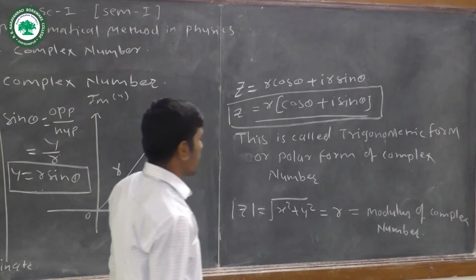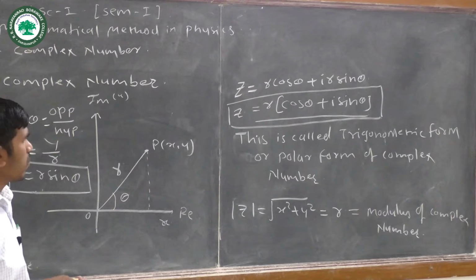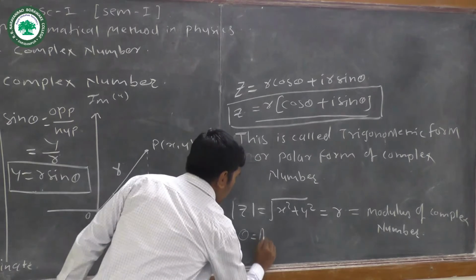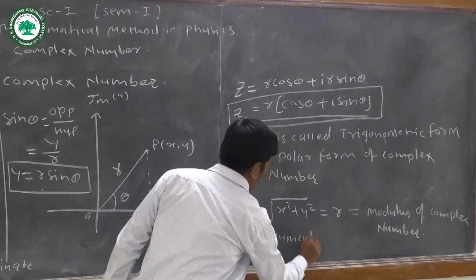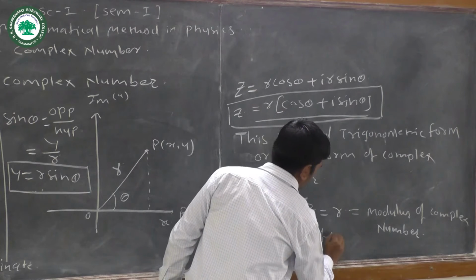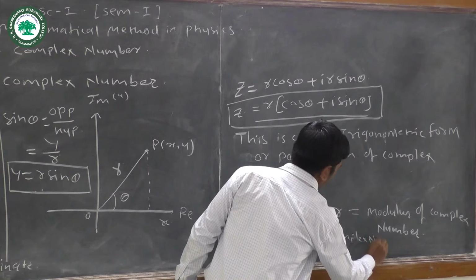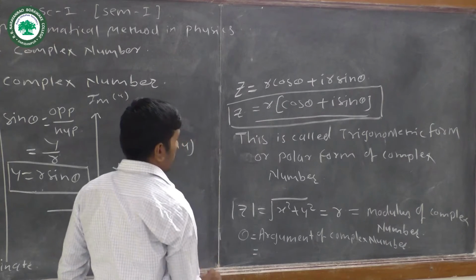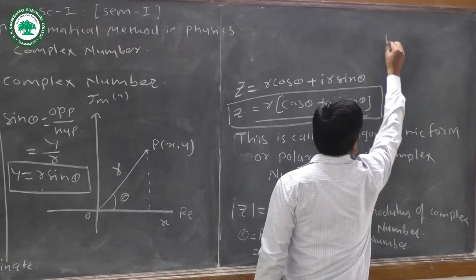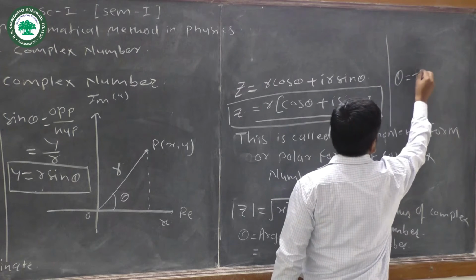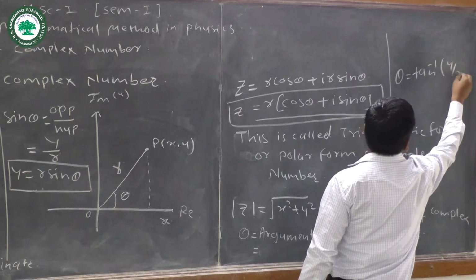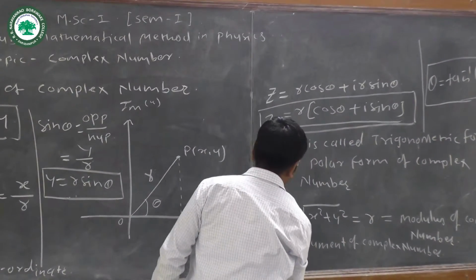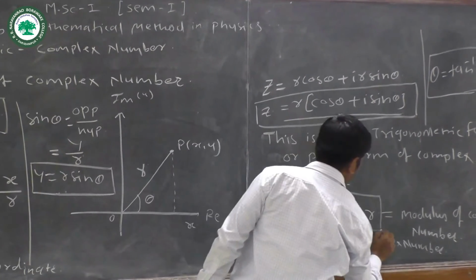Okay, and another is the argument of the complex number. For the polar form, the argument of the complex number, that is theta, is called the argument of the complex number. And this theta is equal to tan inverse y by x. So this is the argument of the complex number, and this is the modulus of the complex number.